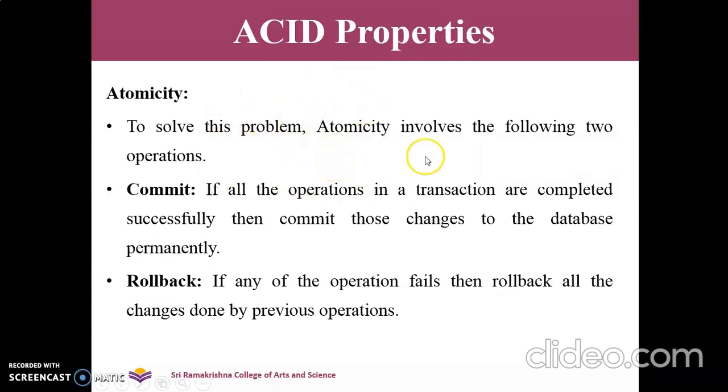The atomicity property involves two operations: commit and rollback. What do we mean by commit? If all the operations in a transaction are completed successfully, then we can commit all these operations. If we commit the operations, they will be saved in the database permanently. But if any of the operations fails in between, then we can roll back all the changes done by previous operations. These are the two operations followed by the atomicity property to solve the inconsistent state of our database.